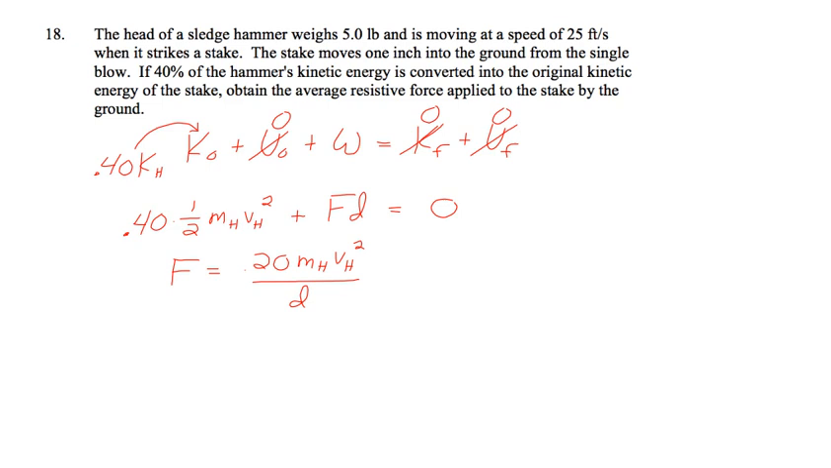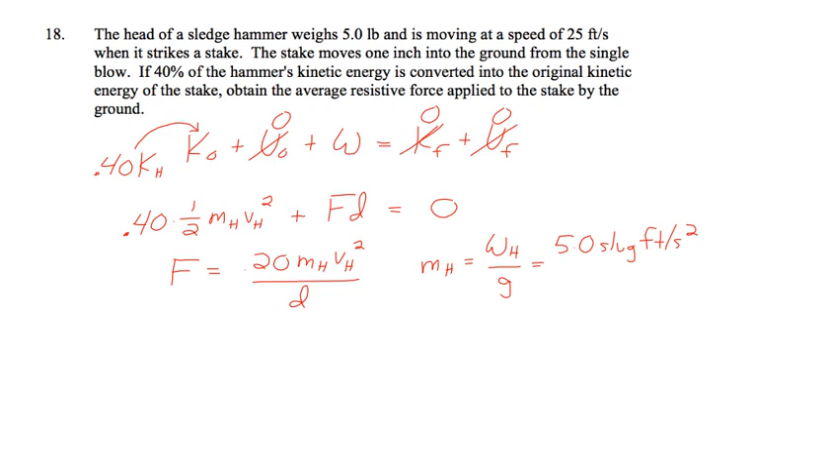I'll do the mass of the hammer over here. The mass of the hammer is going to be the weight of the hammer divided by g. The weight of the hammer is 5 pounds. Now I'm not going to write it as a pound. I'm going to write it as 5 slug feet per second squared because I want to see that I get my answer in slugs.